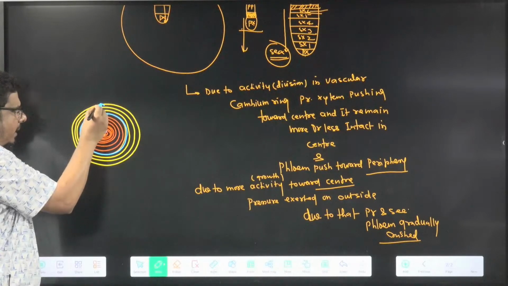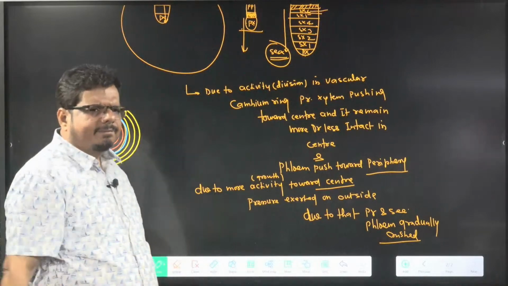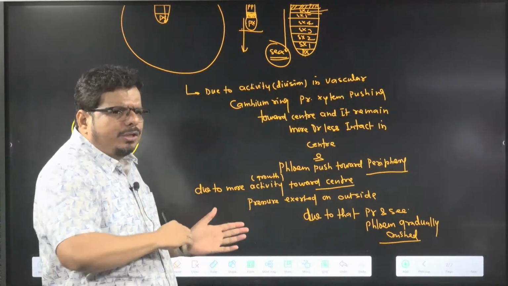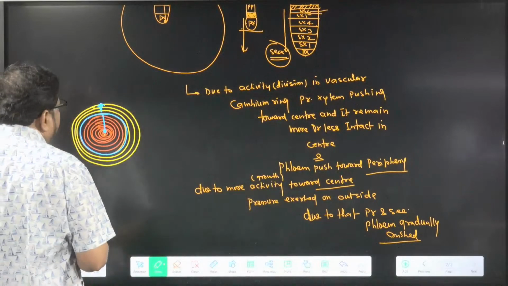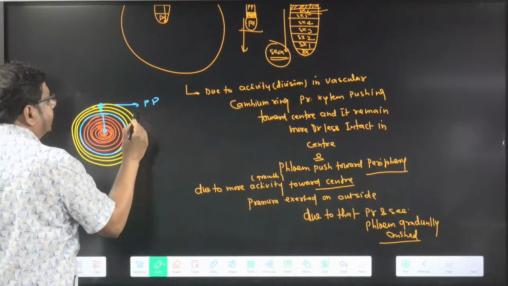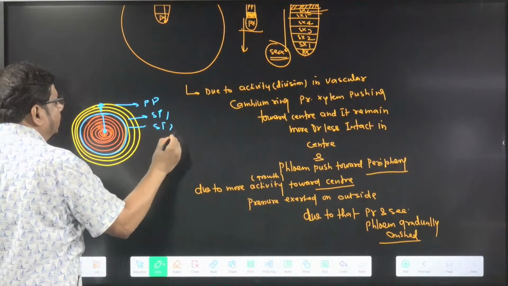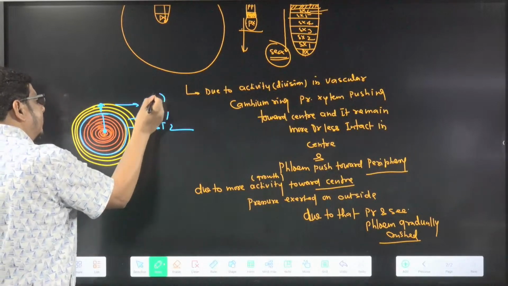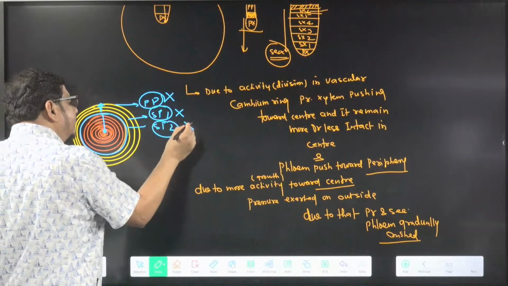So when growth occurs toward inside, it exerts pressure on which side? Outside. Growth occurs, opposite direction pressure occurs. And the impact of the pressure is what? Layers of phloem crush gradually. Suppose that it is primary phloem, it is secondary phloem 1, it is secondary phloem 2. So who is going to crush gradually? First this will crush, then this will crush, then this will crush.